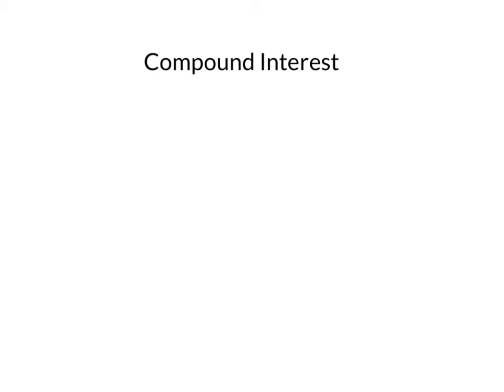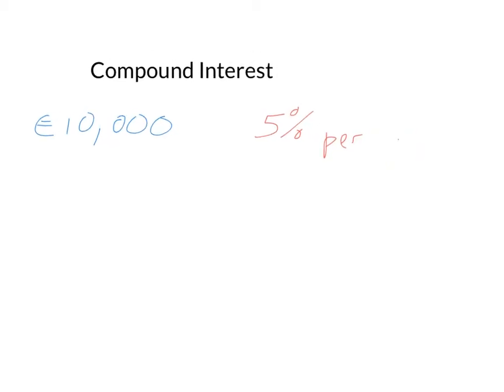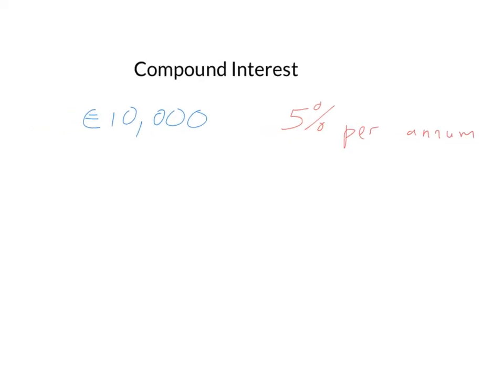on that. So for example, if you invested 10,000 euros for a year and perhaps the interest rate would be 5% per annum. Per annum just means per year. So it's 5% per annum. Then we can have a look here at how much interest you have after 1 year.